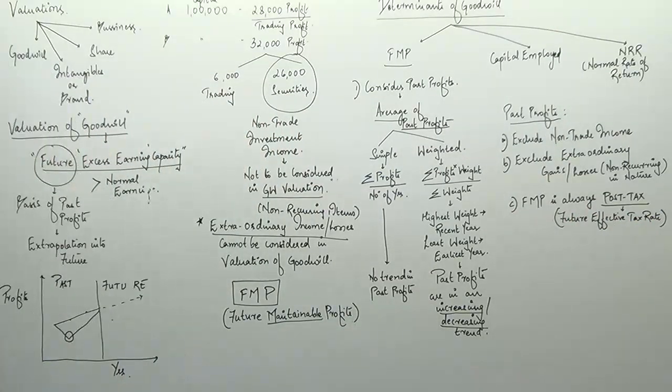Till last year, I've been paying tax at 33%. But from the future year, I need to pay tax only at 25%. So I need to consider 25% in computing your FMP as post-tax. I should not consider the past year tax rate. It's a future effective tax rate that we need to consider in computation of FMP. But always FMP is post-tax.